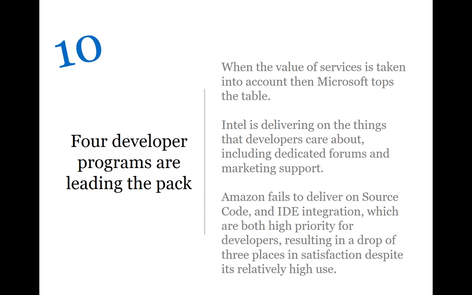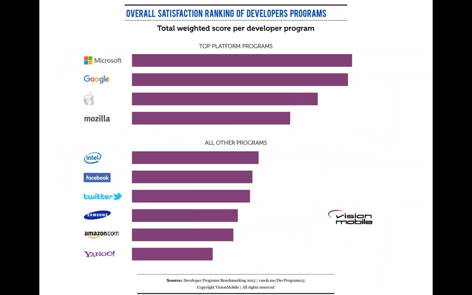If we just take the raw numbers, they rate relatively high. But once we weigh the importance, this is the chart we end up with. And as you can see there, Microsoft just edging over Google right at the top there, followed by Google, followed by Apple, Mozilla a little bit lower, Intel, Facebook, Twitter, Samsung, Amazon, Yahoo. We dropped a few off the bottom there.